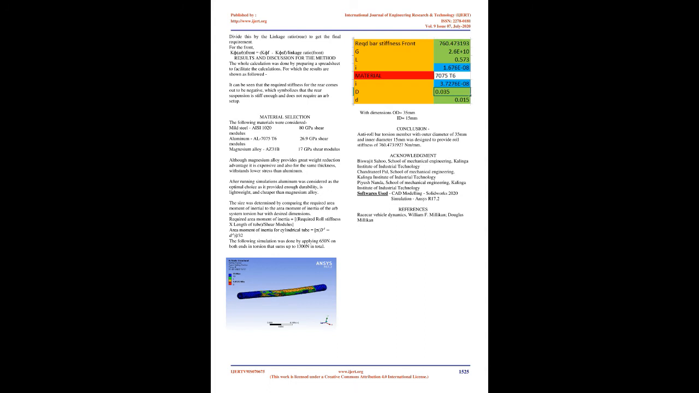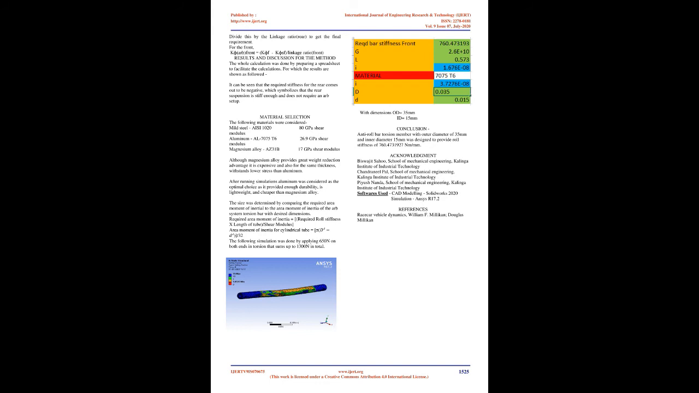Results and discussion. For the method, the whole calculation was done by preparing a spreadsheet to facilitate the calculations, for which the results are shown as follows. It can be seen that the required stiffness for the rear comes out to be negative, which symbolizes that the rear suspension is stiff enough and does not require an ARB setup.